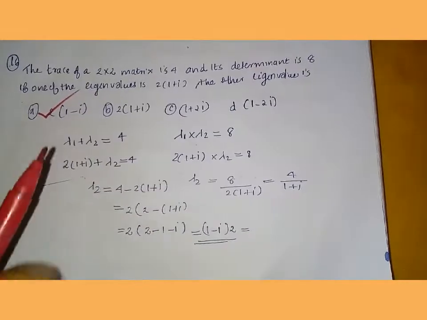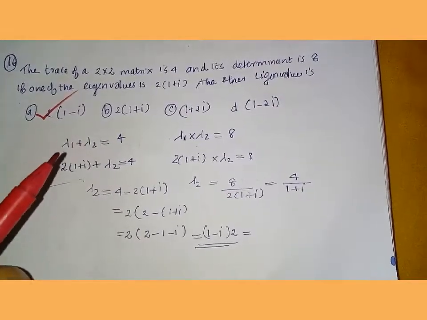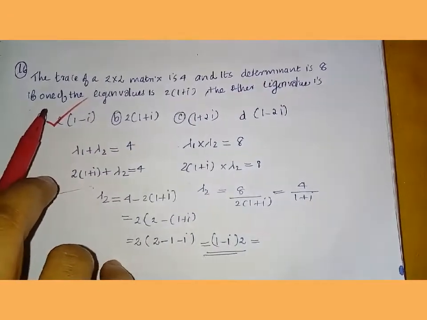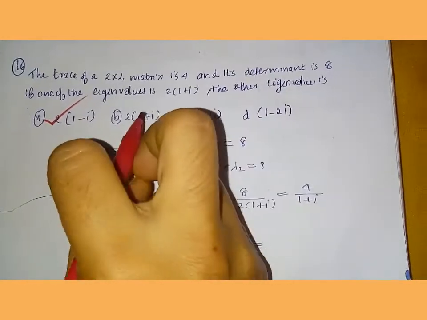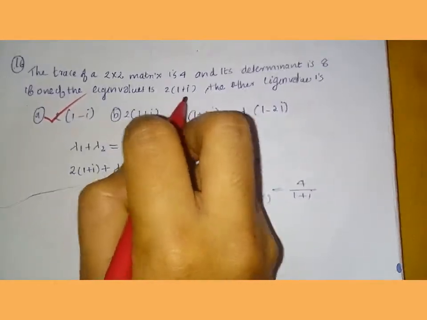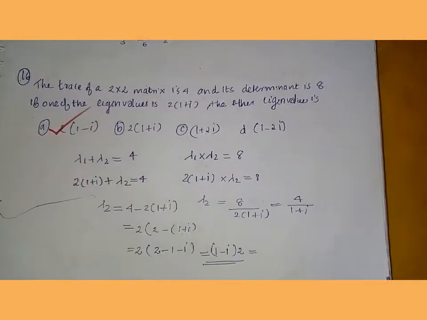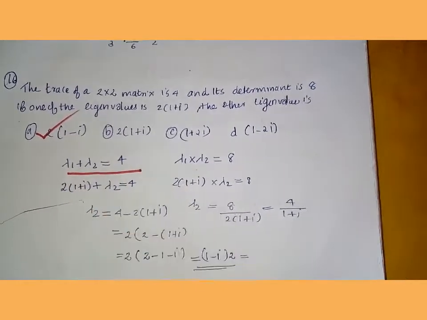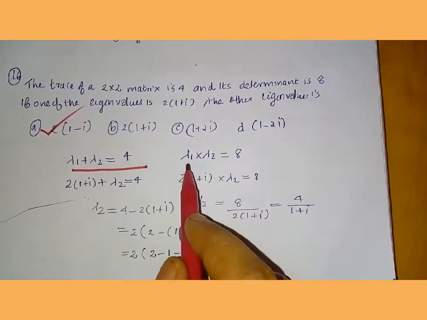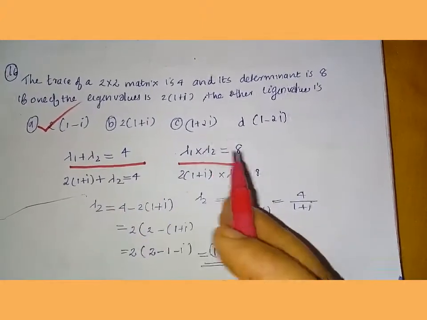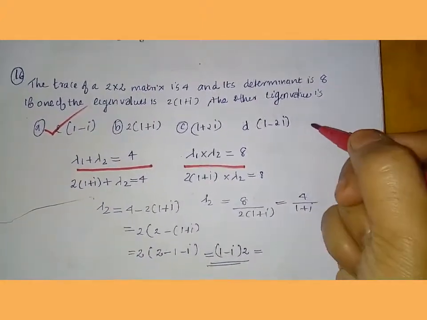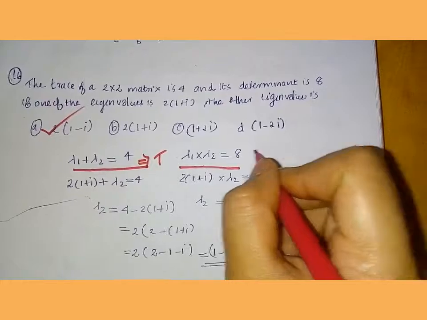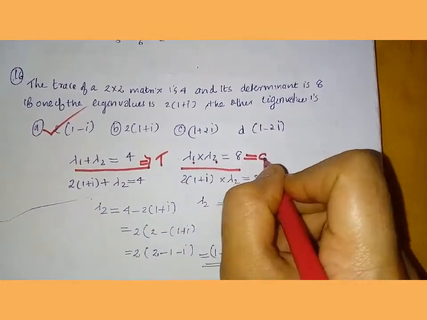In this 14th problem, they given the trace of a 2 by 2 matrix as 4 and determinant as 8. So we have to find the eigenvalue. Here they given one eigenvalue, that is 2 into (1 plus i). We have to find the other eigenvalue. We know that the sum of eigenvalues is the trace, that is lambda 1 plus lambda 2 is equal to 4. And the determinant is the product of eigenvalues. This is a very important fact. We have to remember it.